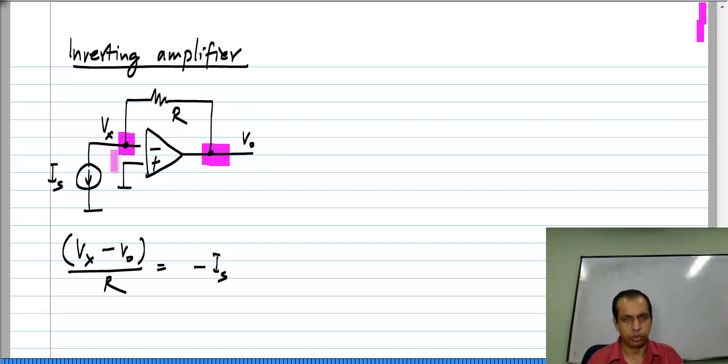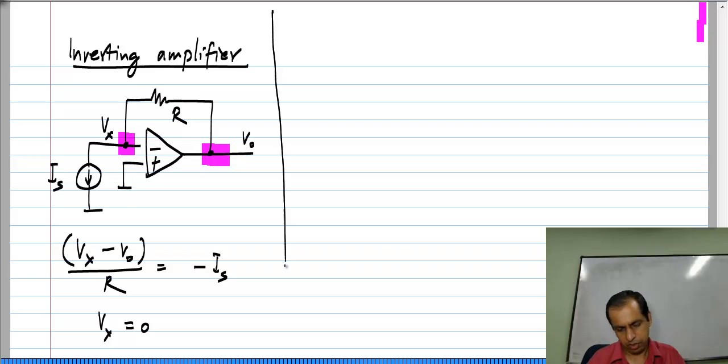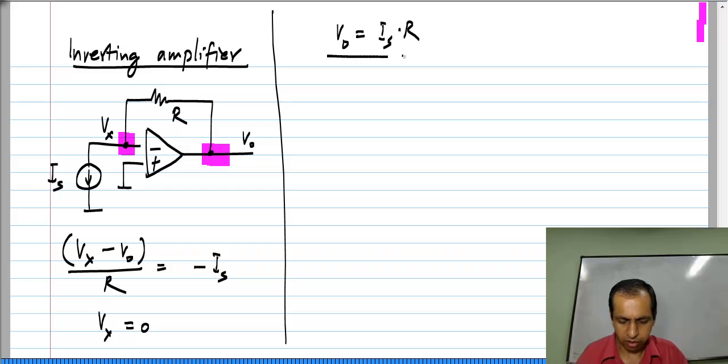Instead, we write the virtual short equation at the op amp input, and that turns out to be just V x equals 0, because the non-inverting terminal of the op amp is connected to ground, that has 0 volts, and the other terminal has to have the same voltage as this one. Okay. And if you solve for these two, you will easily see that V naught is I s times R. Okay. So, this is a very nice circuit, which is used quite frequently also.